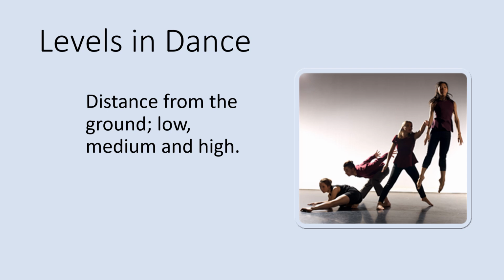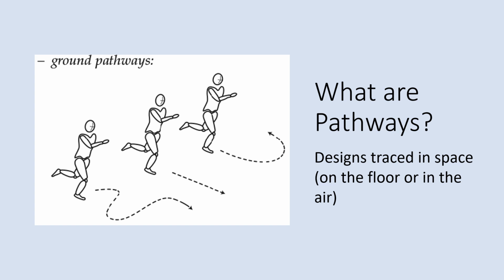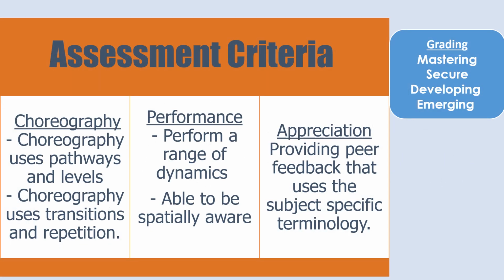Next one is levels. This is the distance from the ground: low, medium and high. Pathways. This is the designs traced in space, on the floor or in the air. So those are the key definitions.